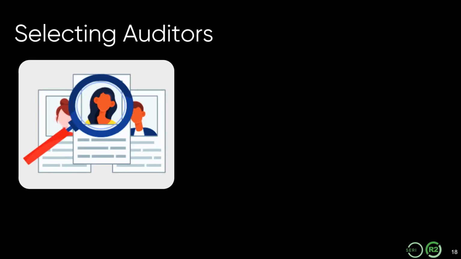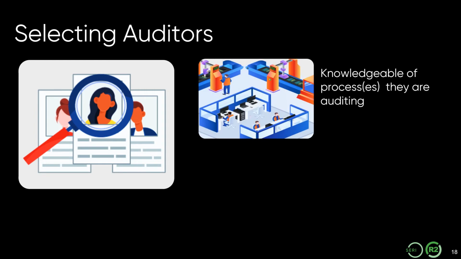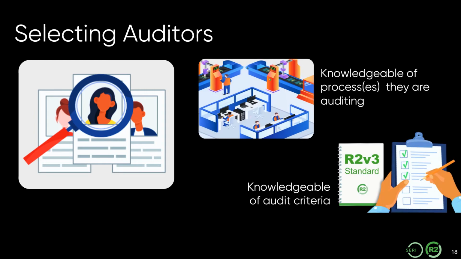The next step in the internal audit process is to define the requirements for auditors, including the process for selecting and training them, as well as ensuring that they are competent. To start, internal auditors must be adequately trained in auditing techniques and have experience applying those techniques. They must also be knowledgeable of subject matter in two areas: the processes they are auditing and the criteria they're auditing against.